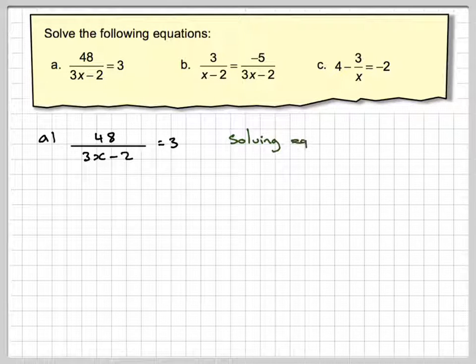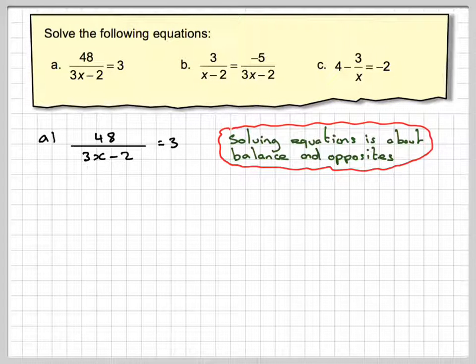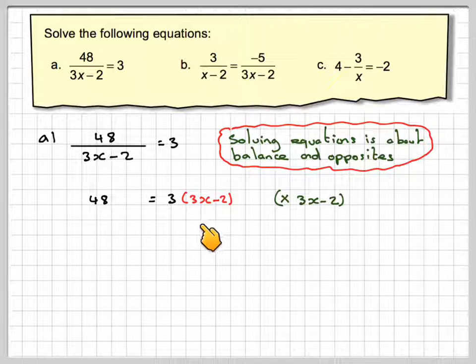Got to remember the two principles of solving equations. Solving an equation is about balance and opposites. So here we are dividing by 3x minus 2. So the opposite thing to do to both sides, because that's the balance bit, is to multiply by 3x minus 2. If you multiply this side of the equation by 3x minus 2, it just becomes 48 because these two things would cancel out. But because you've done it to this side, you also have to do it to the other side. So we're going to write in 3 times 3x minus 2.